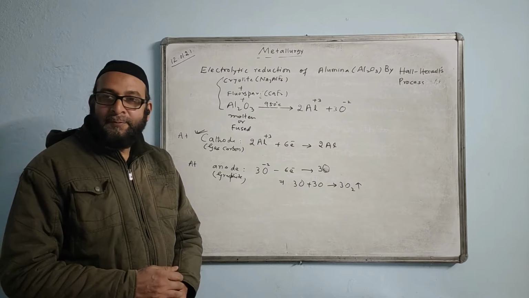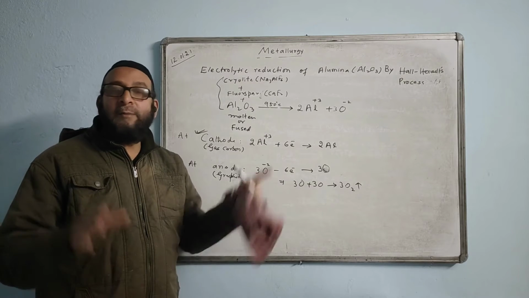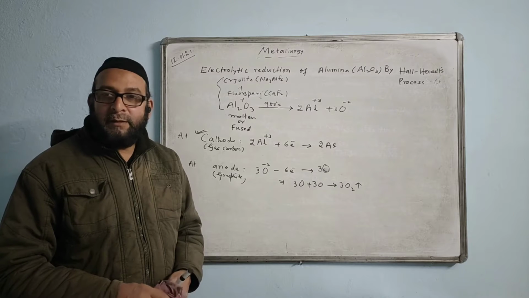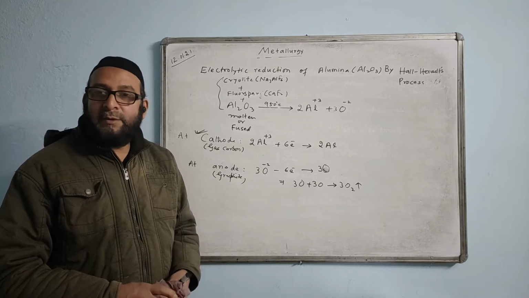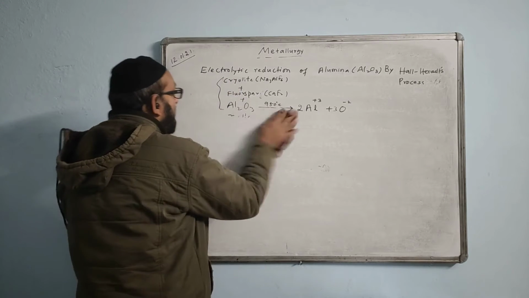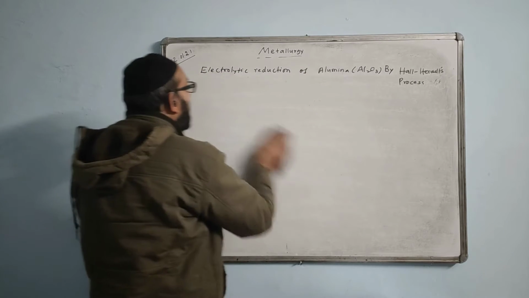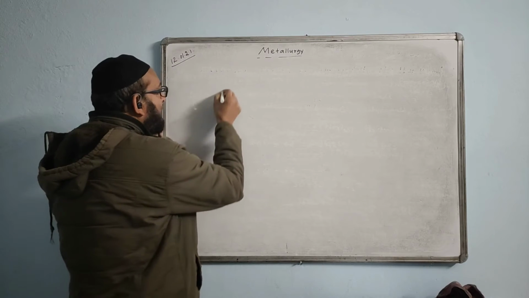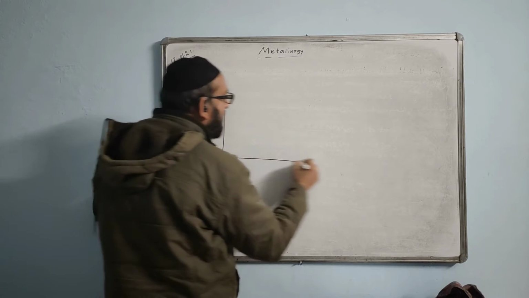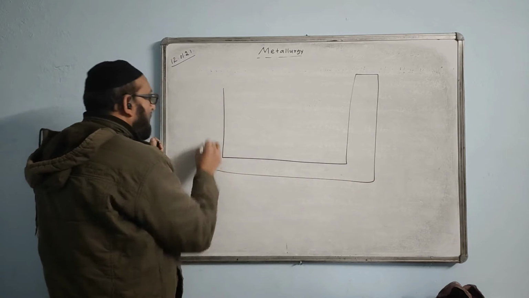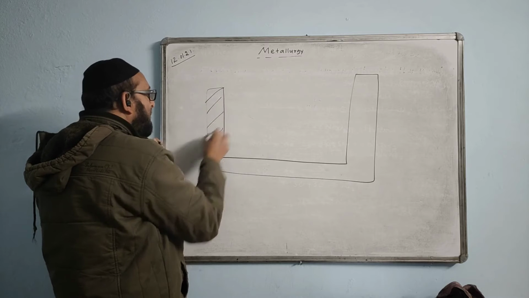Understood, no? Now, there is a diagram also regarding this. The diagram of extraction of aluminum metal by electrolysis. The diagram is also very important. Please watch the diagram. I am drawing it out here and see the diagram. Certain questions will be asked on the diagram also. So they show the diagram like this. There will be a container like this.